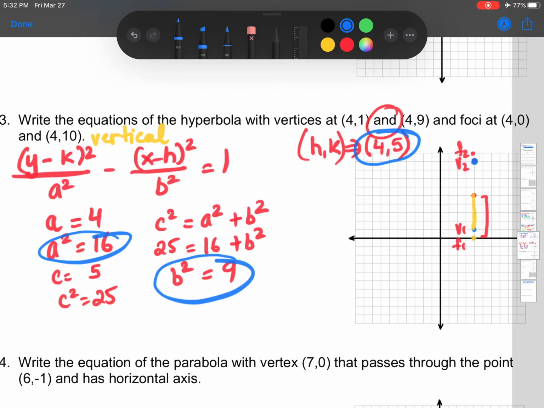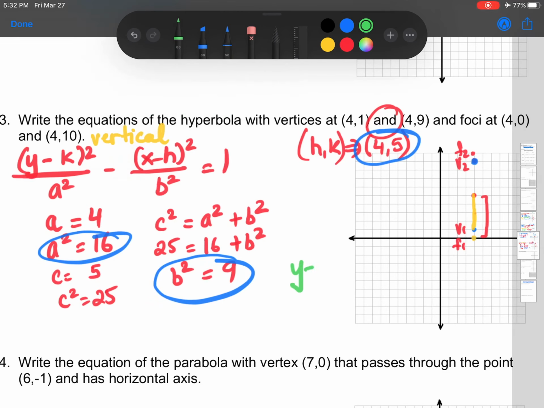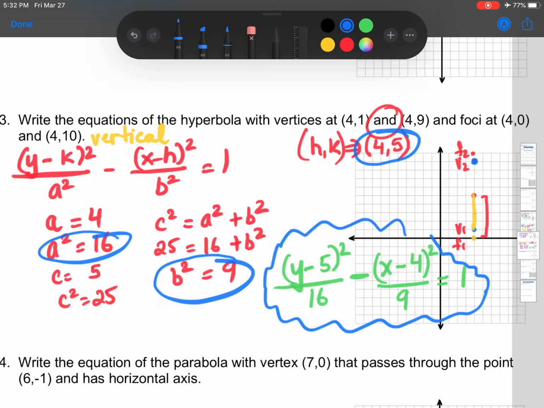So can we write the equation? Let's write down the equation. So it's what? (y minus, what's my k? 5) squared over 16 minus (x minus, what's my h? My h is 4, right) squared over, and my b squared is 9, equals 1. And that is my equation of the hyperbola.